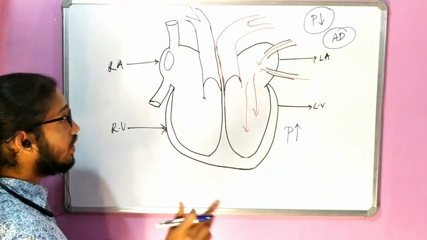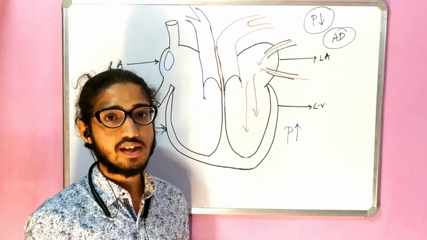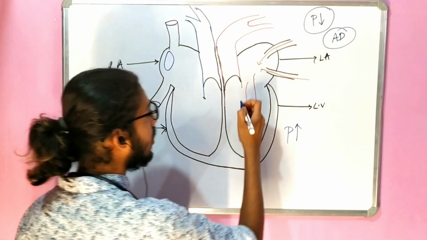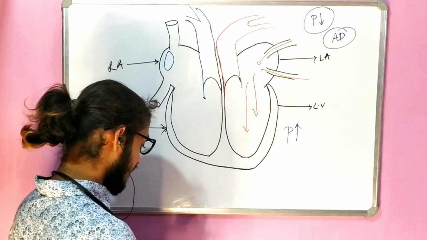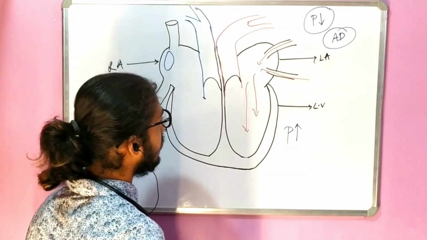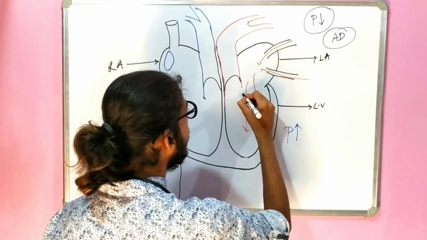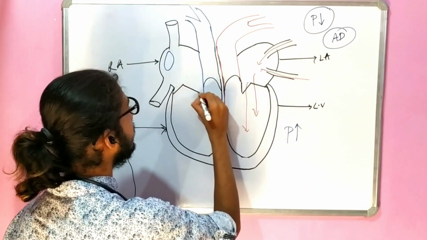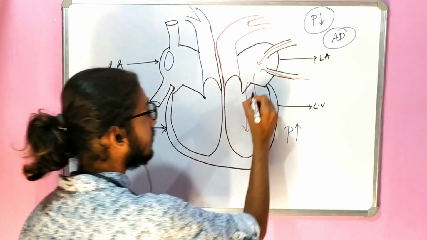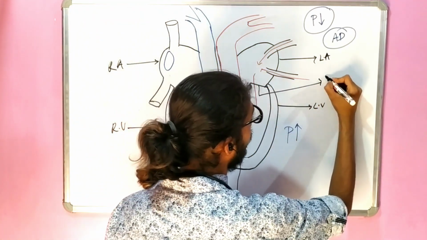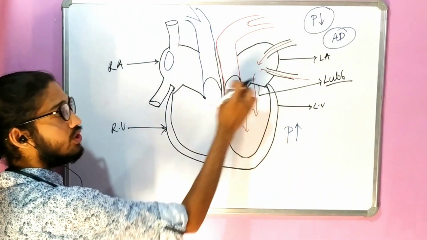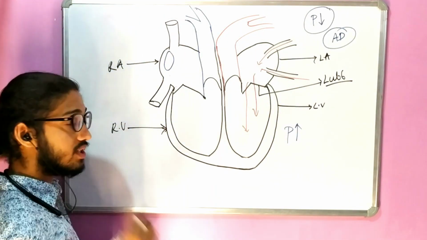Always remember guys, I told you these valves and these guards are just to prevent the backflow of the blood. So these valves will shut down. The AV valves, that is your mitral valve or bicuspid, and your tricuspid valve will shut down. So this closure of the valve is going to produce the first heart sound, which is called LUB. Okay, this closure of the AV valve will produce the first heart sound.